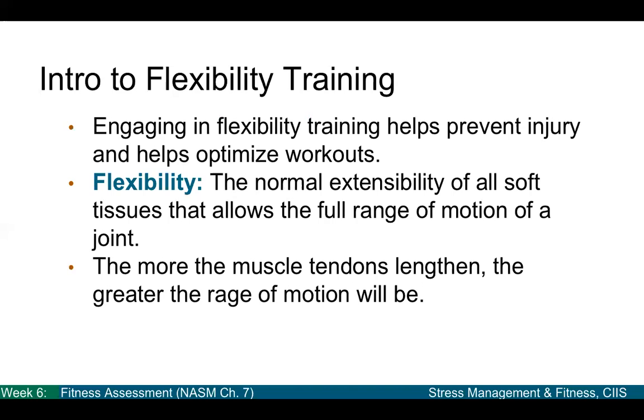You should also know the definition of flexibility. So the scientific definition of flexibility is the normal extensibility of all soft tissues that allows the full range of motion of a joint. Okay, the more the muscle tendons lengthen, the greater the range of motion will be. Most of you all hear the term flexibility. You can already imagine what that means, but you should know this scientific definition here.